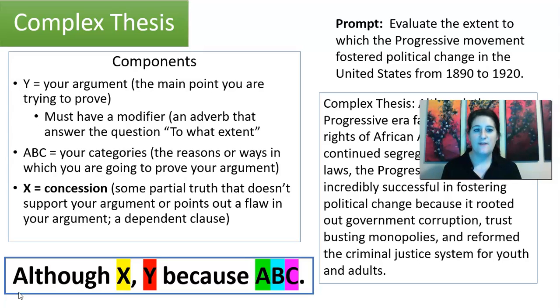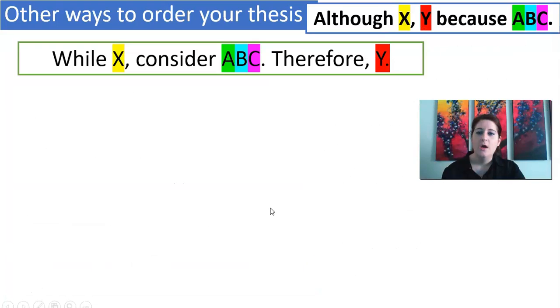Although the progressive era failed to advance the rights of African Americans through continued segregation and Jim Crow laws, comma, right? Your concession is always identifiable by a comma, and then you have the main clause of the sentence, an argument. The progressive movement was incredibly successful. That's how much, to what extent, in fostering political change because it A, rooted out government corruption, B, trust busted monopolies, and point number three, reformed the criminal justice system for youth and adults. You can also order your thesis in a couple of different ways.